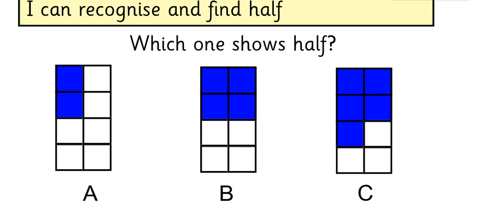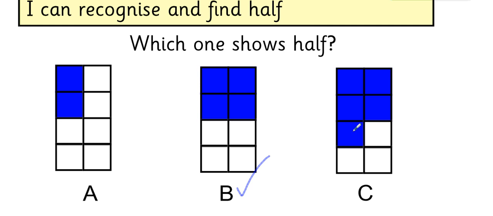A little bit more complicated now. You might have to count more carefully to see if the two parts are the same, if they are equal. Which one shows half? Now we can see that it's definitely not A. If this was a chocolate bar, I don't want to be the blue person, because look how much the white person gets to eat. B does show half. We can see 4 blue, 4 white, 2 equal parts showing half.